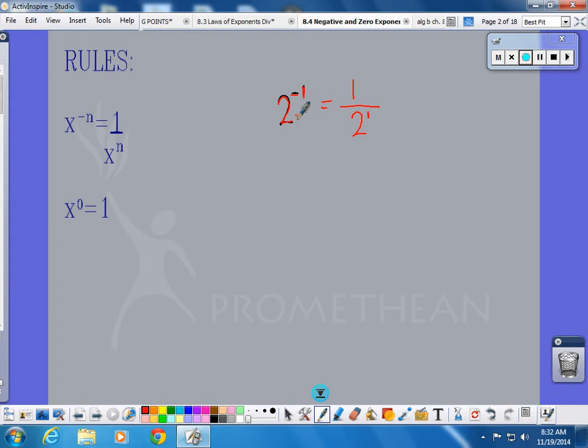Okay? So if I have 4/3 to the -1, how do I make that positive? What's the reciprocal of 4/3? 3/4. So this means find the reciprocal.